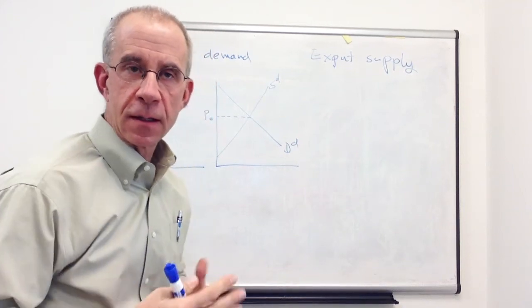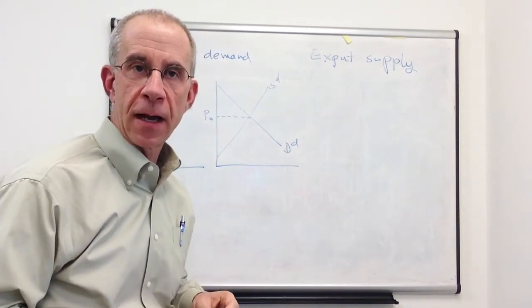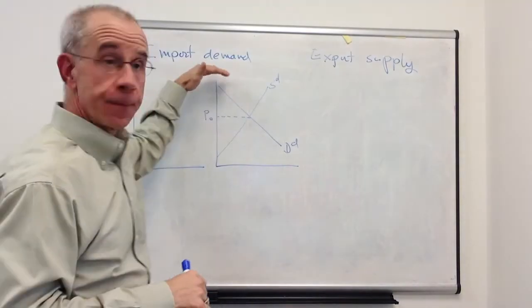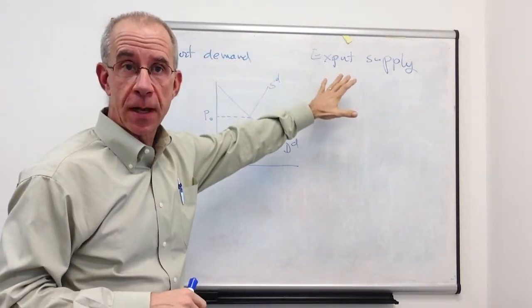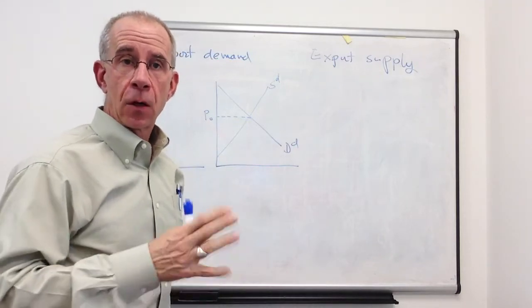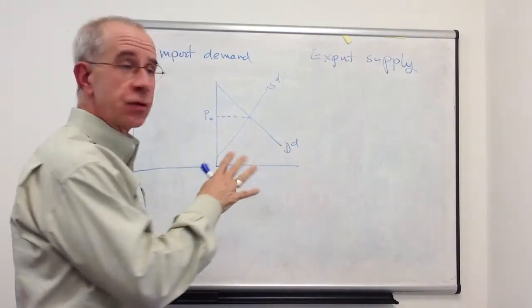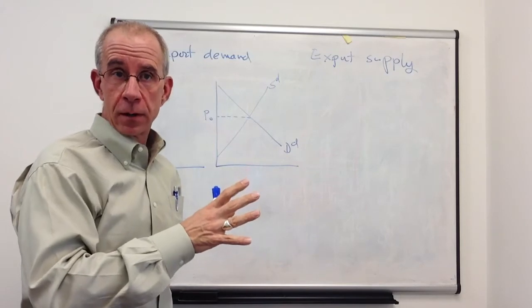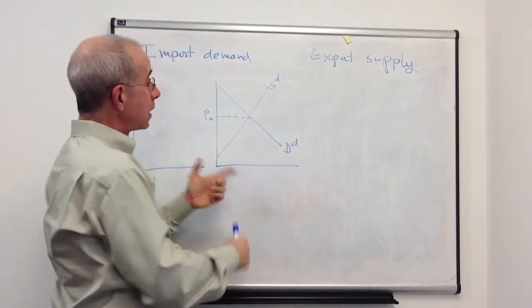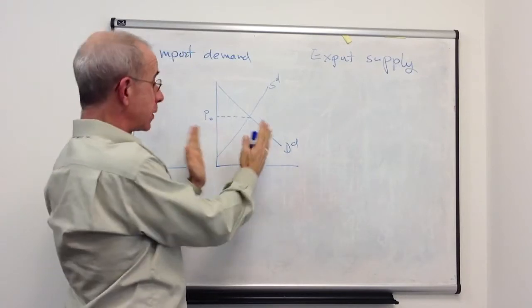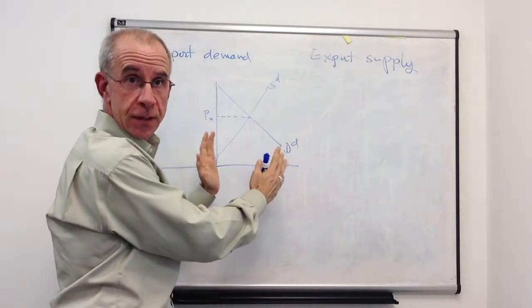So when discussing the world trade equilibrium, we're going to be using the concept called an import demand and an export supply curve. So I'd like to quickly review how these two curves are generated using the domestic supply and demand.